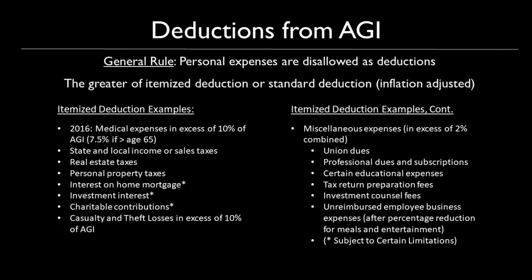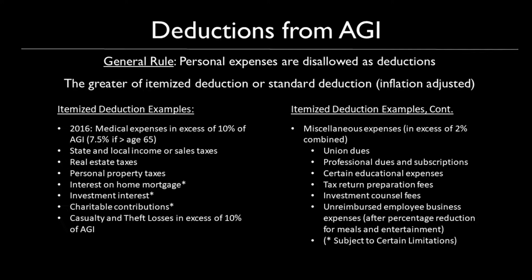So in 2016, medical expenses in excess of 10% of AGI, or if you're 65 or older, as long as they exceed 7.5% of AGI. You can take your state and local income taxes or your sales tax if you don't have an income tax in your state. You can take real estate taxes, personal property taxes, interest on home mortgage, investment interest, charitable contributions, etc. Now, you can also take casualty and theft losses as long as they exceed 10% of AGI, and then there are a bunch of miscellaneous expenses, union dues, professional dues, etc.